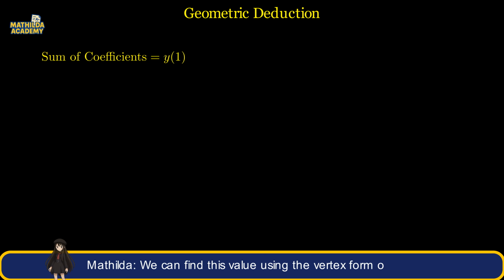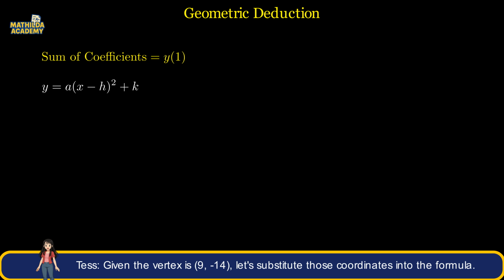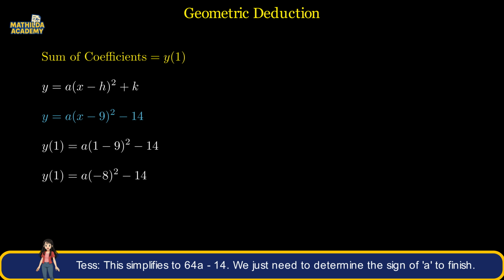We can find this value using the vertex form of our parabola. Given the vertex is 9, negative 14, let's substitute those coordinates into the formula. Now we plug in x equals 1 to find the specific value of the sum. This simplifies to 64a minus 14. We just need to determine the sign of a to finish.